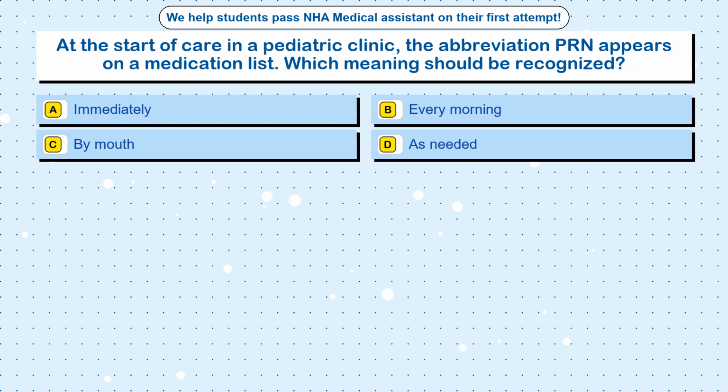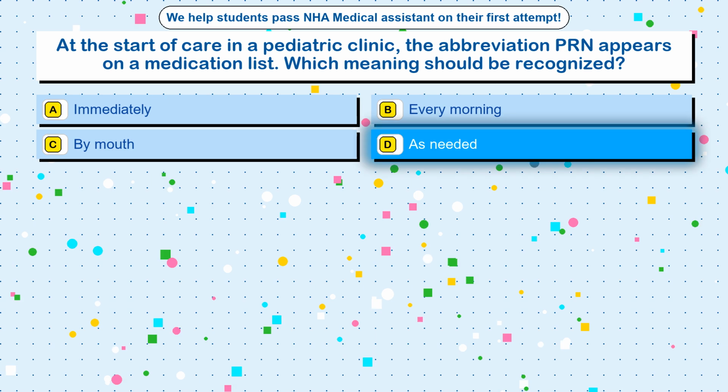Question 79. At the start of care in a pediatric clinic, the abbreviation PRN appears on a medication list. Which meaning should be recognized? Option A, immediately. Option B, every morning. Option C, by mouth. Option D, as needed. The correct answer is option D, as needed.